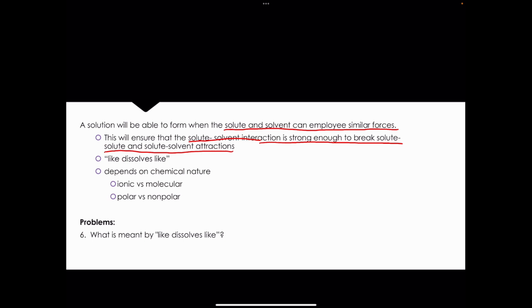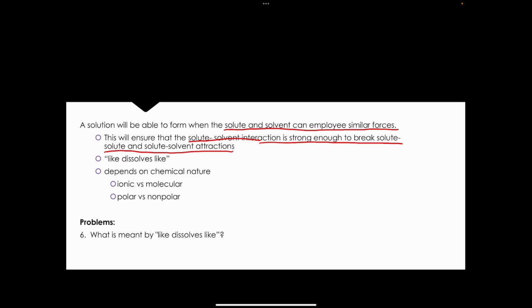Now, often when we talk about solution formation, we talk about like dissolves like. You may have heard this before in terms of polar dissolving polar or nonpolar dissolving nonpolar. But really what we're talking about are the intermolecular forces. And like dissolving like all depends on the chemical nature of our compound. So we said previously, being able to distinguish your bond types in polar versus nonpolar is foundational for this course. Determining if a solute will dissolve, we need to know, is that solute ionic or molecular? Is it polar or nonpolar?